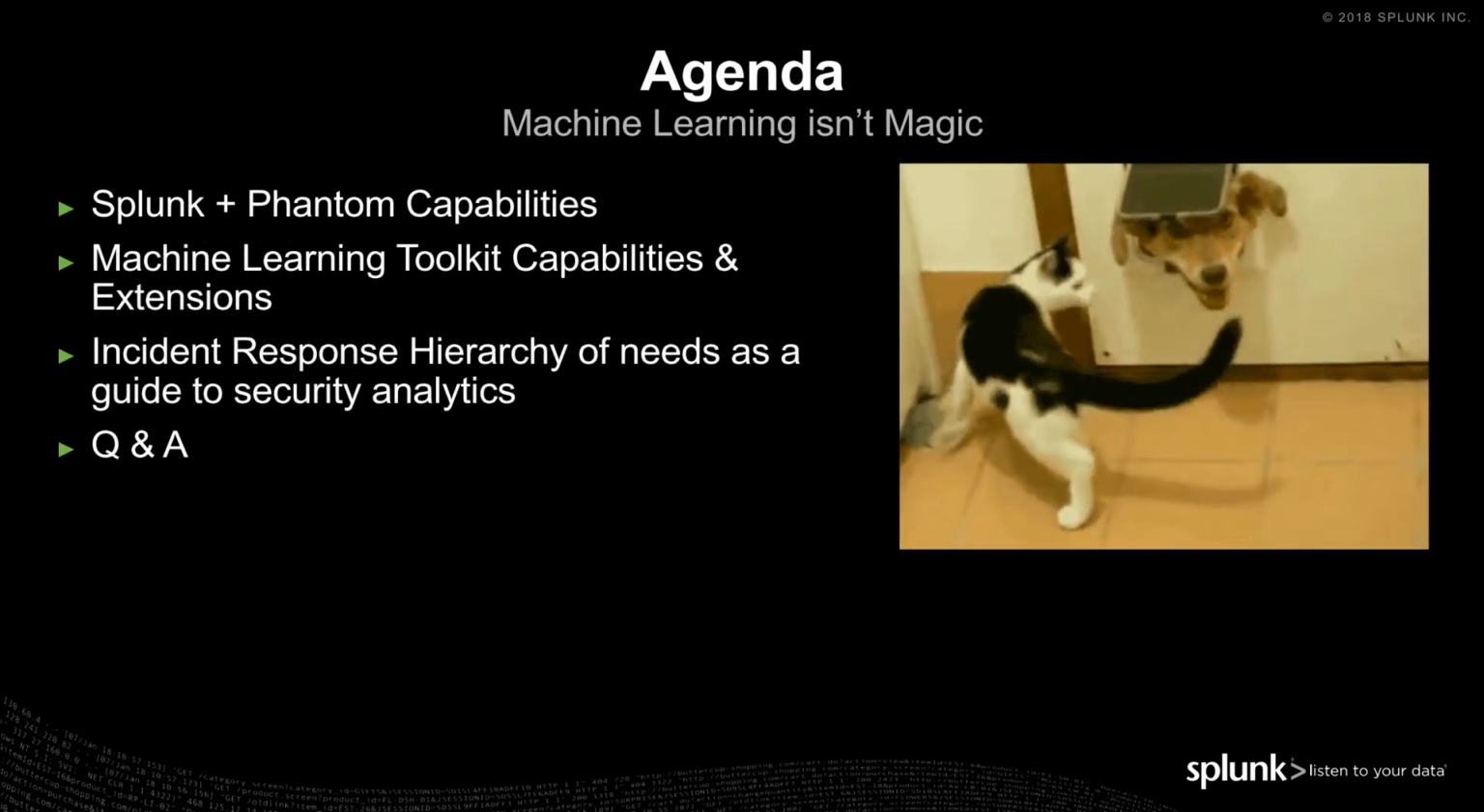So, agenda. We're going to talk a little bit about Splunk's and Phantom's capabilities, as well as the Machine Learning Toolkit capabilities. And then we're going to use the incident response hierarchy of needs as a guide to security analytics. And then we'll have some time for Q&A.